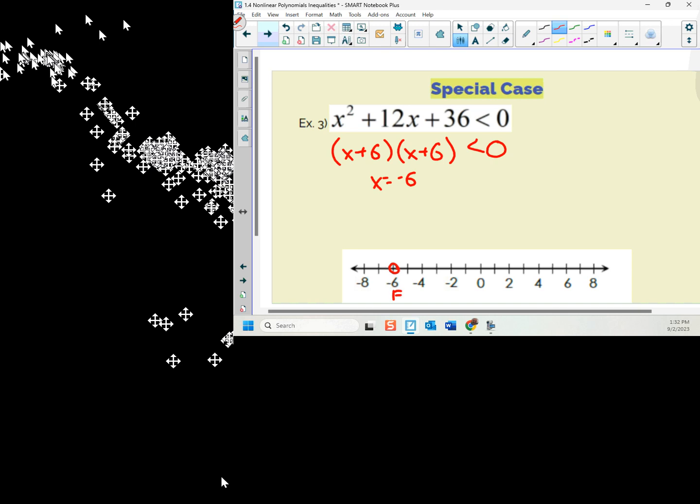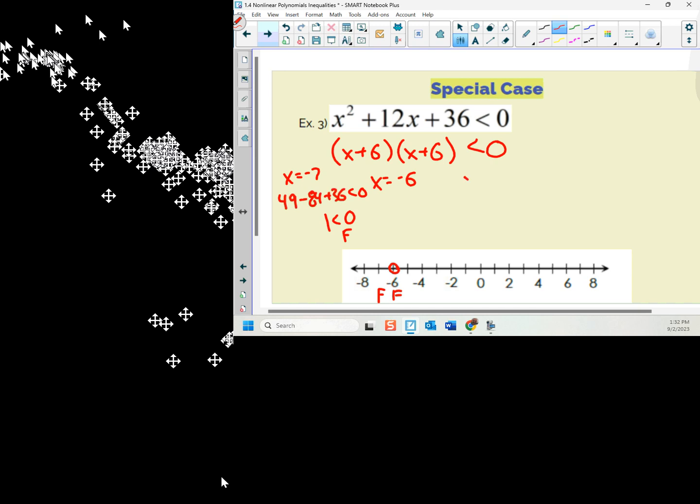If I plug in a negative 7, if I let x equal negative 7, I get 49 minus 84 plus 36 is less than 0. That's 85 minus 84, which is 1. 1 is less than 0? That's false. So it's not to the left of that critical point.